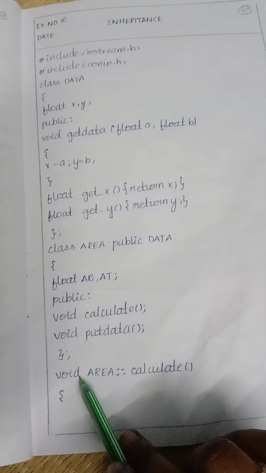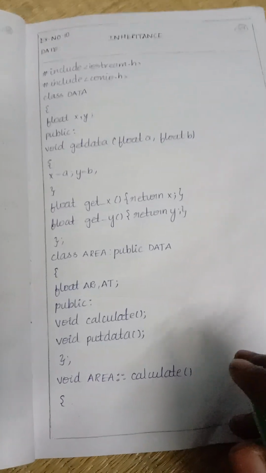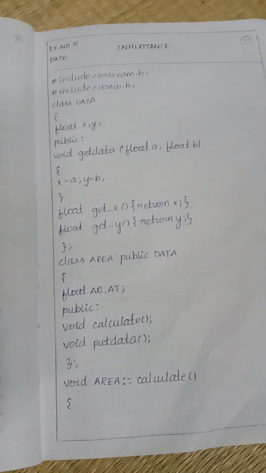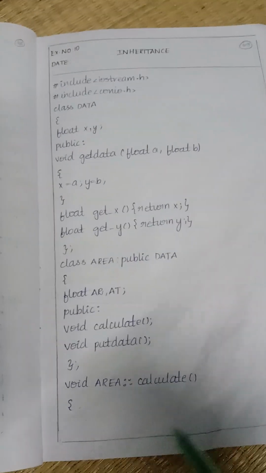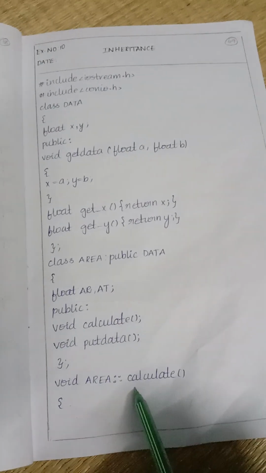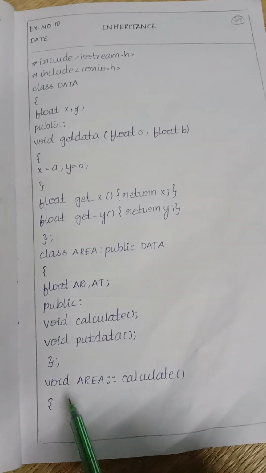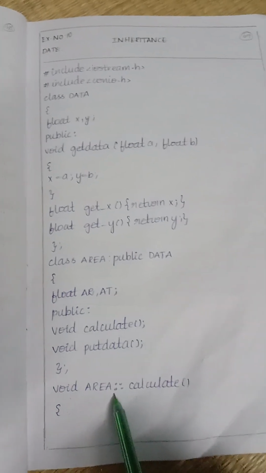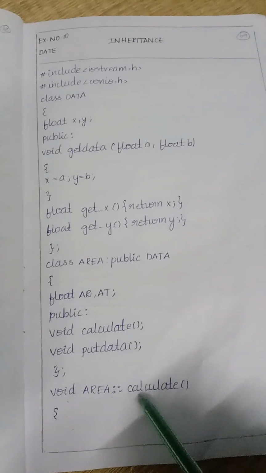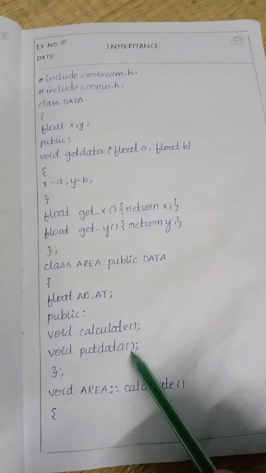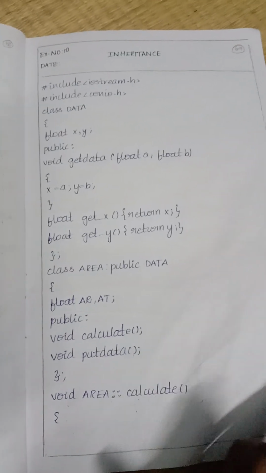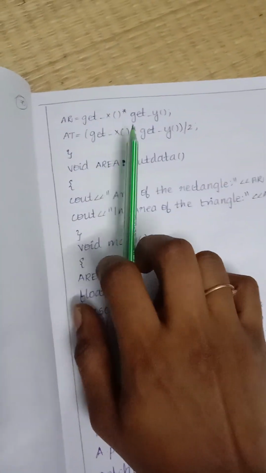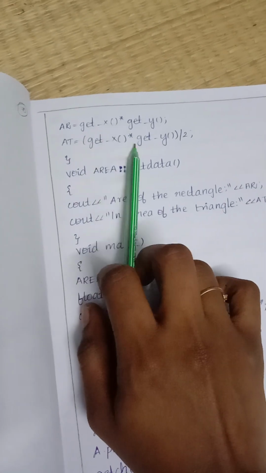Next, we are now writing the function definition. That means we are declaring what the function values are and what that function does; that is defined in this step, so it is known as the function definition. Here it is the return type, and the class we are using the function from is area. Then scope resolution, and the function name is calculate, open bracket. What we are doing is calculating the area of the rectangle and the area of the triangle. Here we use the x and y values, that is length into height.